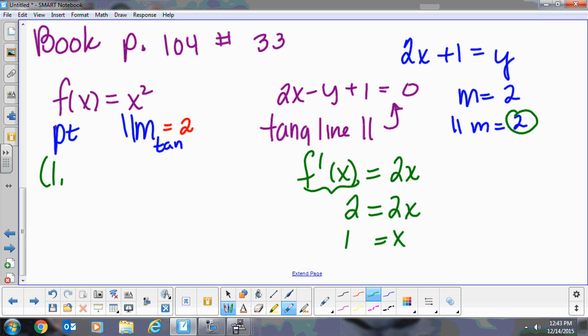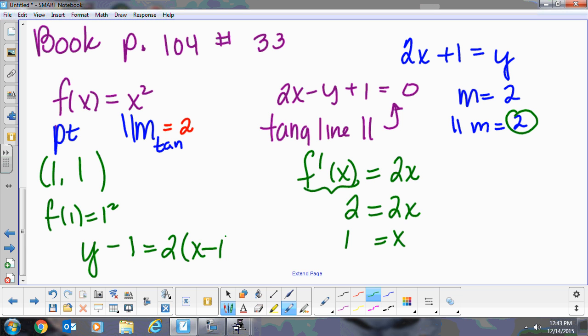How do I get my other point, or other side? Plug it in where? Into the original, which is my y generating function. So now we're going to do f of 1, which is 1 squared, or 1. Now how do you write the equation of the tangent line? Y minus, which one? The first one or the second one? Second one is equal to 2 times x minus 1. And that would suffice.